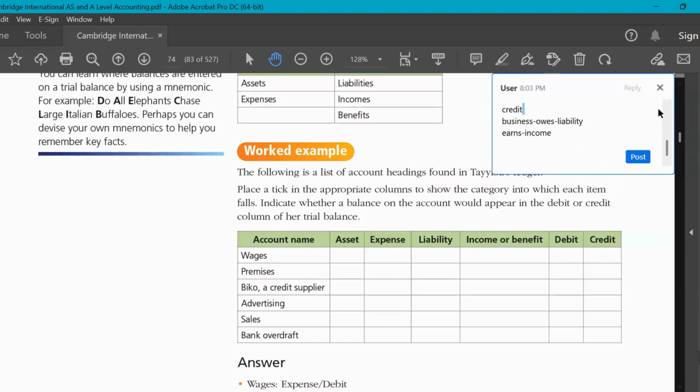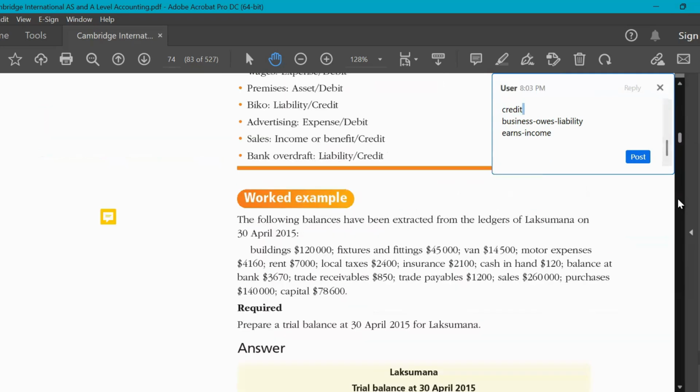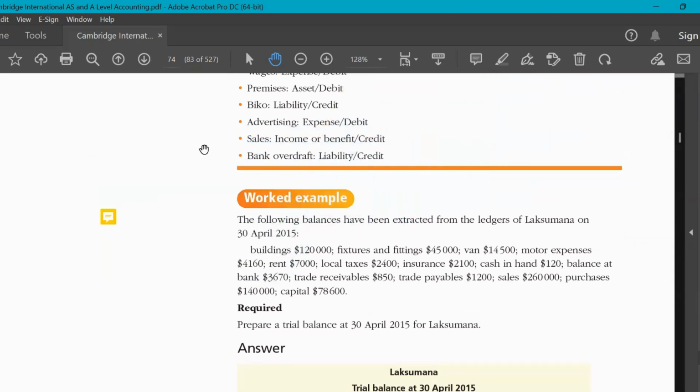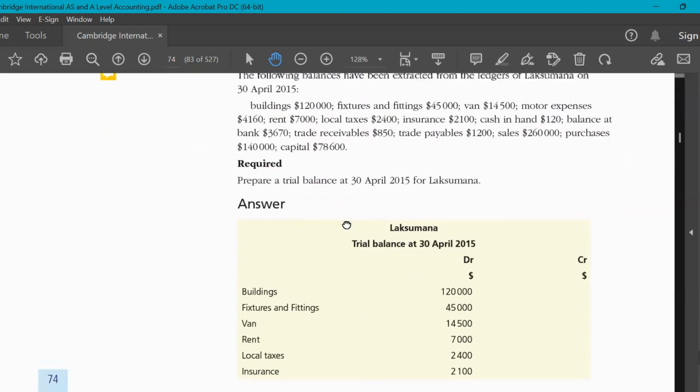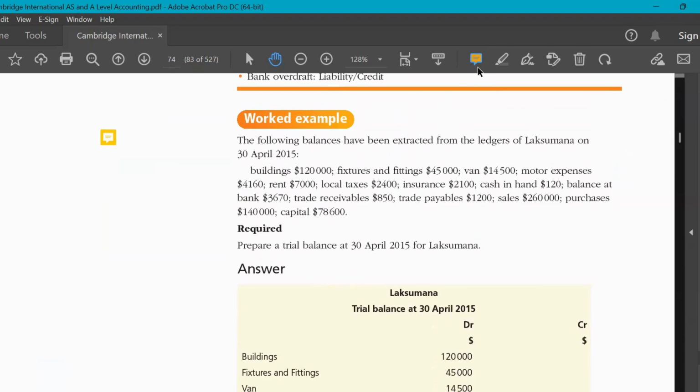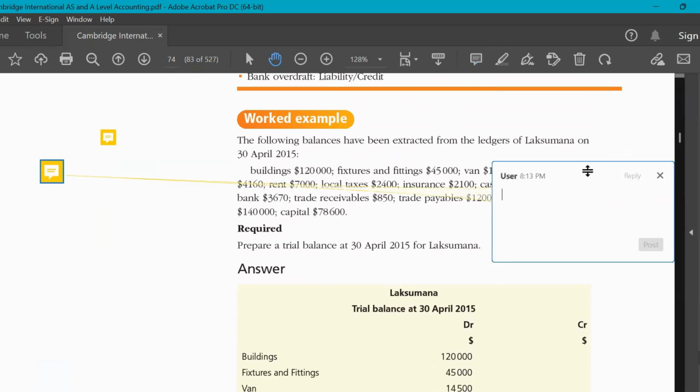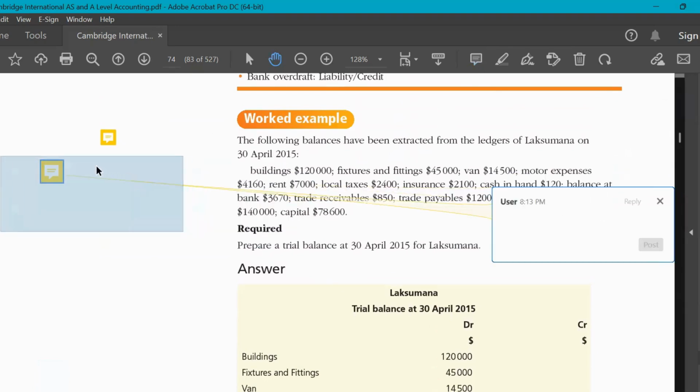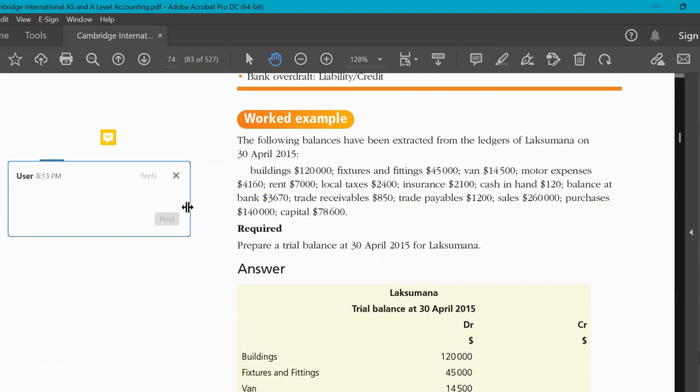Okay, let's proceed to the next one. The following balances have been extracted from the ledgers of Laxumana on April 30, 2015. So what we need now, before you do this trial balance, is to identify which one is which, especially which one is an asset, which one is a liability, and so forth.